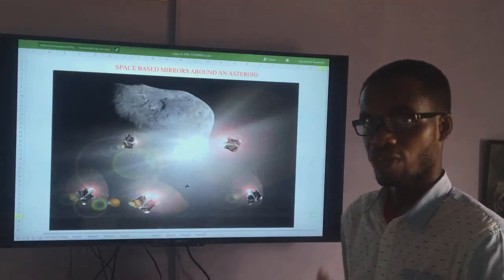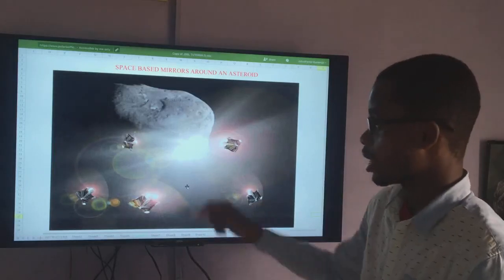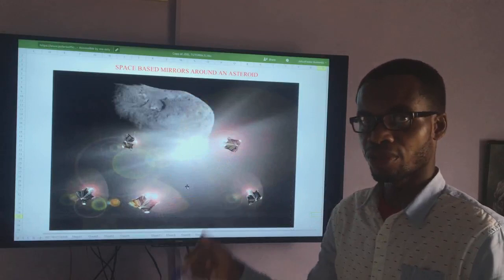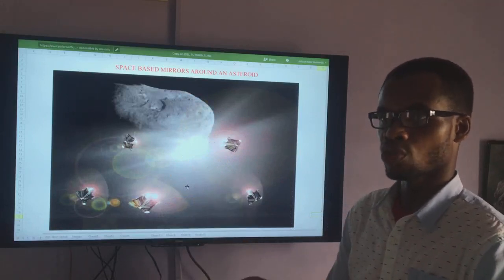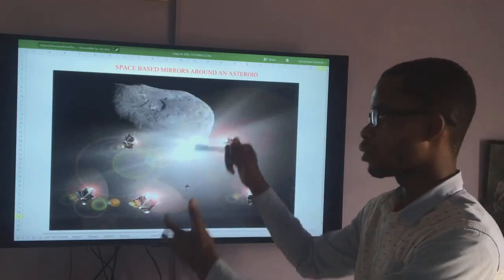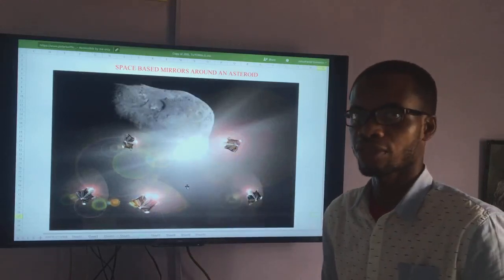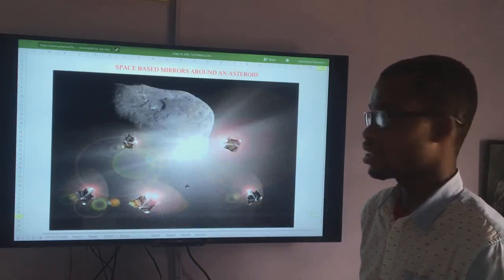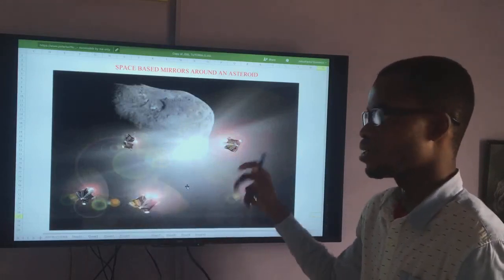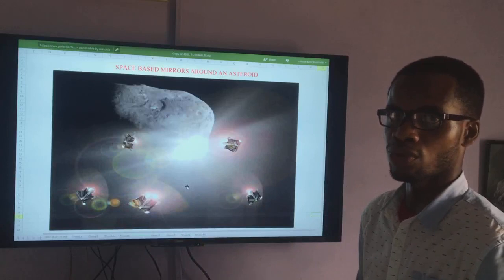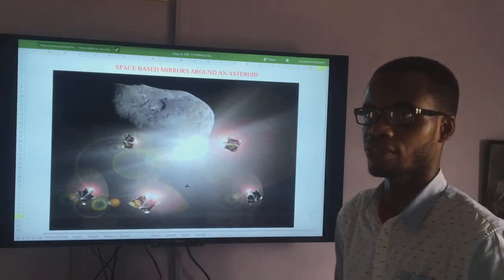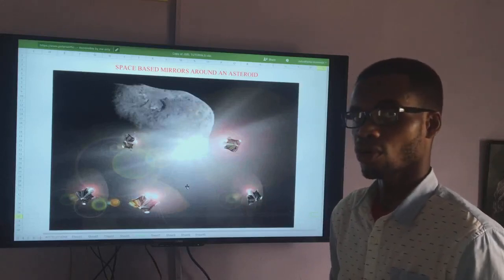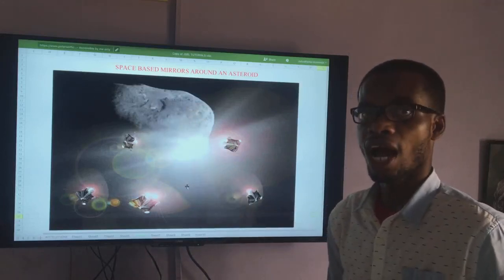So that is one. The first one we looked at was the gravity tractor, and this one is the space-based mirrors. What the space-based mirrors do is give more light, or throw more light, on the surface of the asteroid. So we call it concentrated sunlight. So concentrated sunlight, that's the use of the space-based mirrors. They will cause more sunlight, or solar energy, to be thrown on the surface of the asteroid.